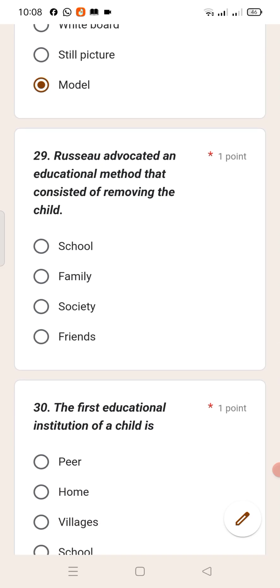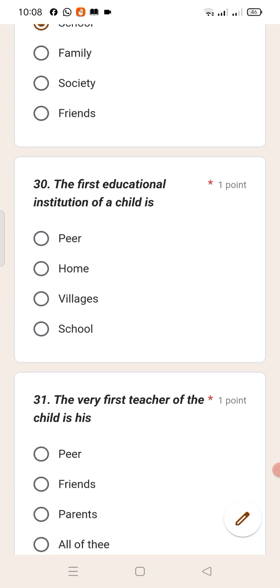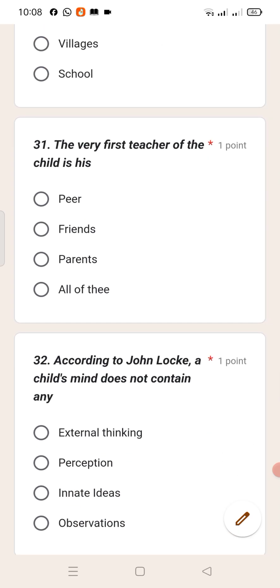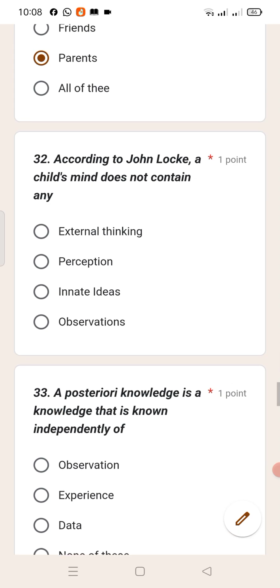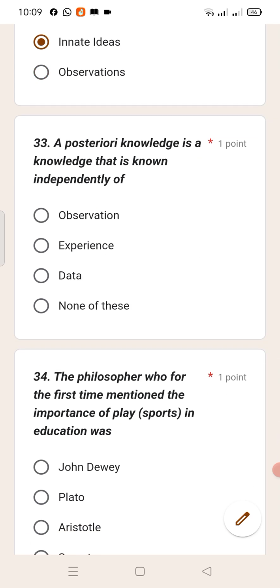Rousseau educated an education method that consists of removing the child. रूसो अगेंस्ट स्कूल था, तो आई थिंक मेरे ख्याल में स्कूल है, तो आप देखेंगे आपके ख्याल में कौन सा करेक्ट ऑप्शन है. ठीक है. द फर्स्ट एजुकेशनल इंस्टीट्यूट ऑफ चाइल्ड इज होम. द वेरी फर्स्ट टीचर ऑफ द चाइल्ड इज पेरेंट्स. According to John Locke, a child's mind does not contain any innate ideas.